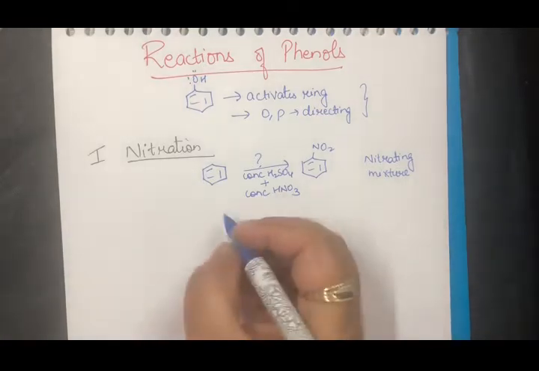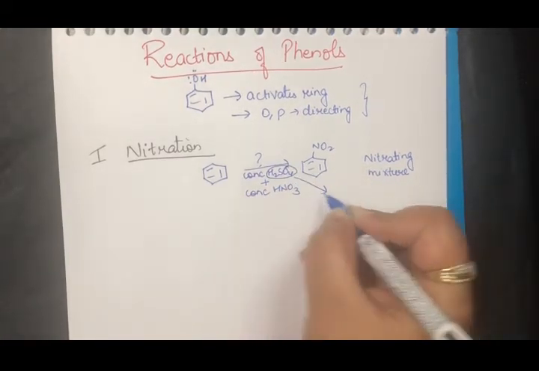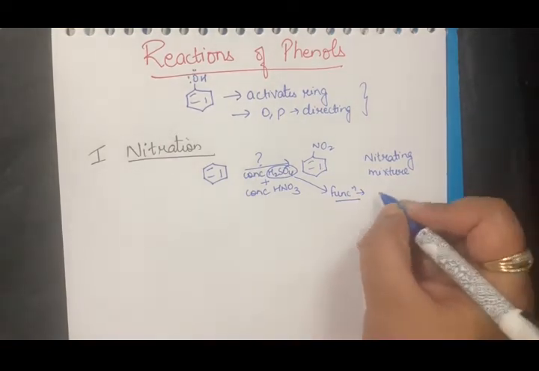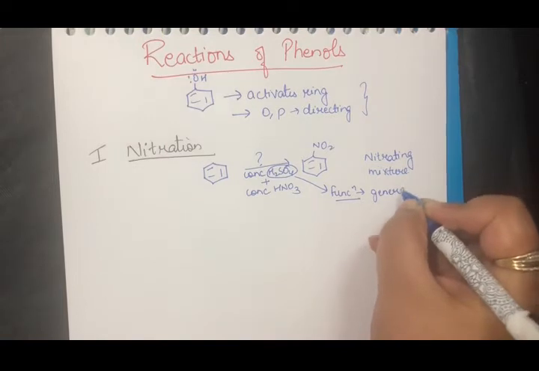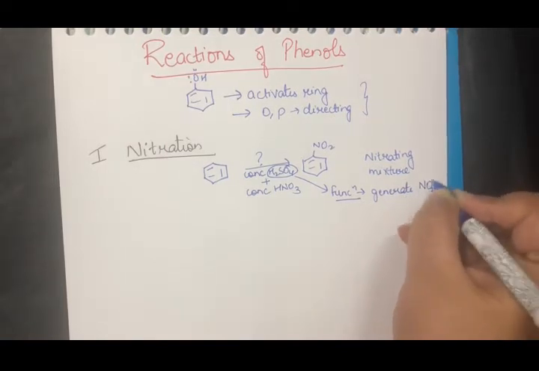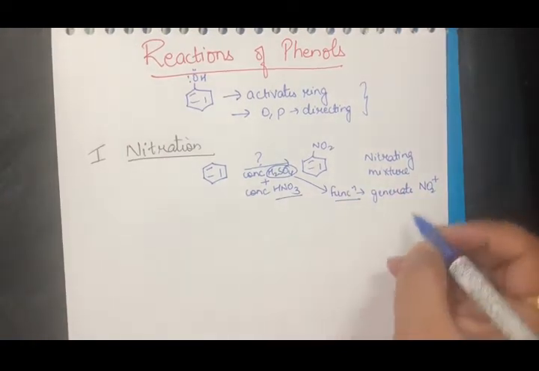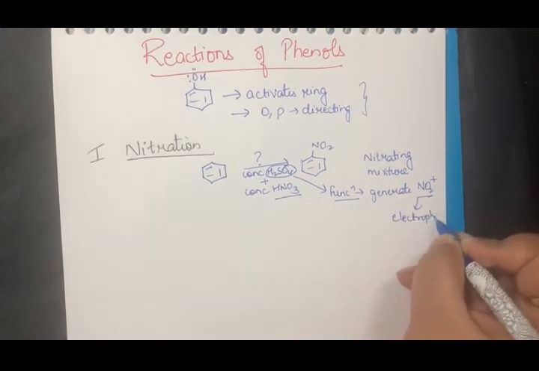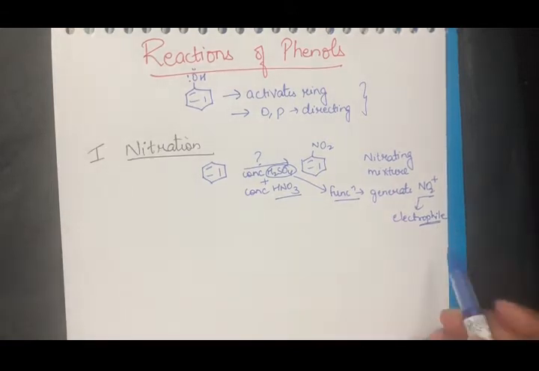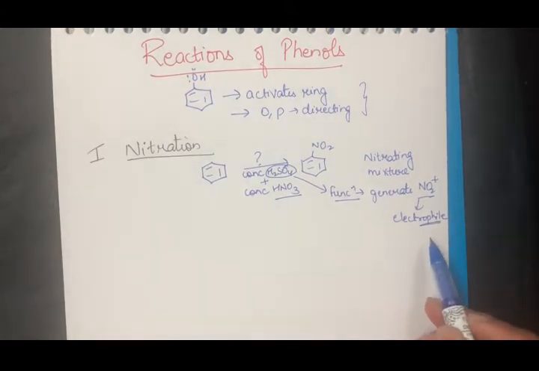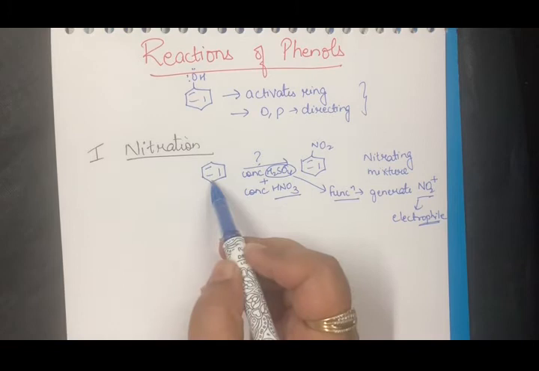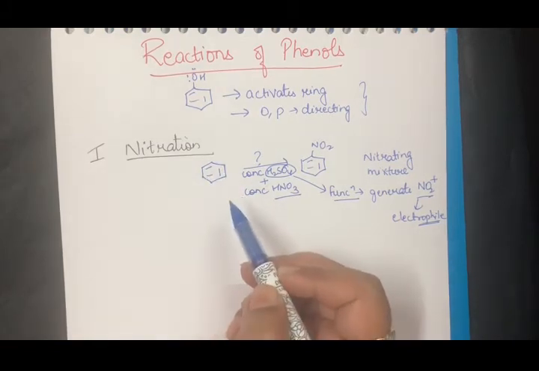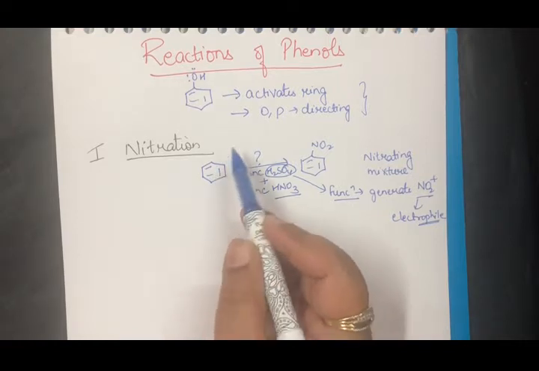Now what is the function of this H2SO4? The function of this H2SO4 is to generate nitronium ion from here. Now what is this? This is my electrophile. This electrophile will be released due to H2SO4 and it will get attached to the benzene ring. Why? Benzene ring has 3 pi bonds and therefore the electron density is more here because of the resonance.